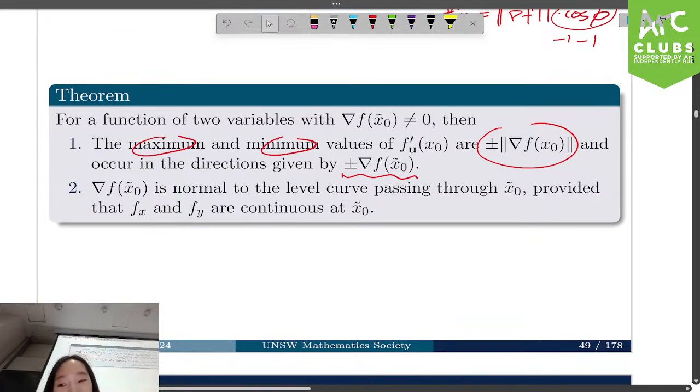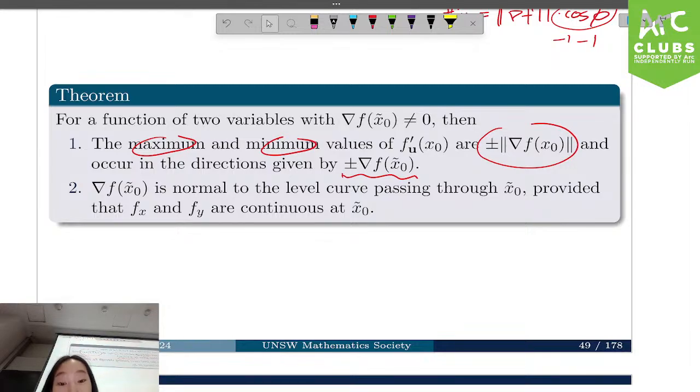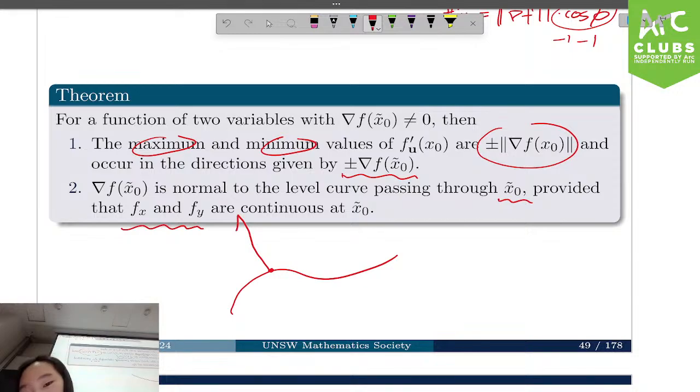And then we have another theorem, which is that nabla f is normal to the level curve passing through x0, provided that fx and fy are continuous. What does this mean? For example, we have a contour over here, and our nabla f is normal to the level curve, which means it could be this way. It's normal, at a right angle, to our contour. So that's the direction of our nabla f.